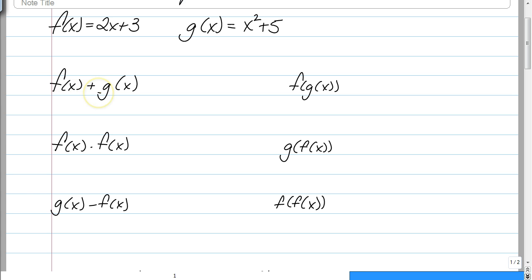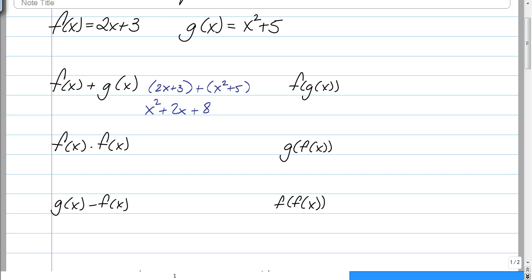So f of x plus g of x. The only thing we're asking you to do here is to take function f, 2x plus 3, and add it to function g, x squared plus 5. And this is as simple as combining like terms. So we have x squared, 2x plus no other x's is 2x, 3 plus 5 is 8, and you're done.